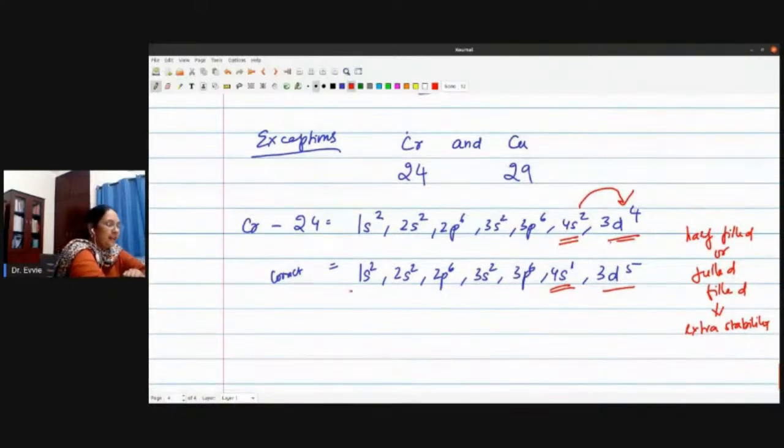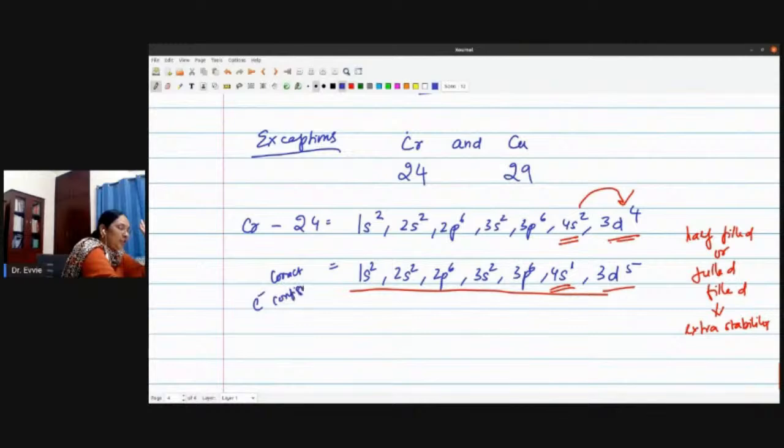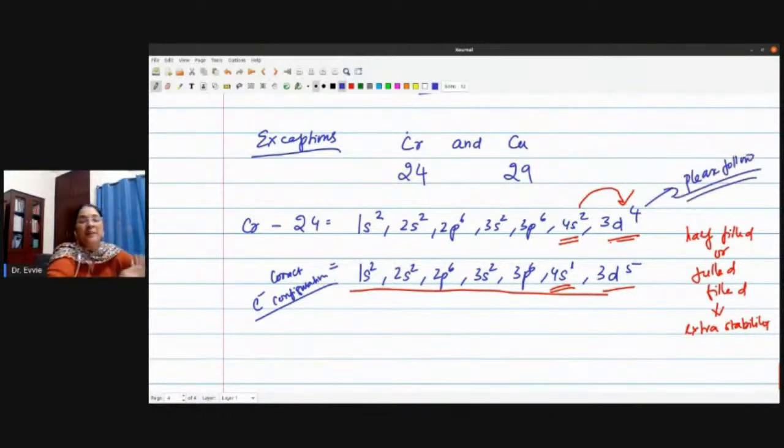Now, this is your correct electronic configuration. But the exception, let me write, the correct electronic configuration. But when you write the period or group or block, please follow the original one. Please follow this when you are writing the period, because as per the second one, it will not give you the correct group at least. It will give you the correct block and the correct period, but it will not give you the correct group, only that.